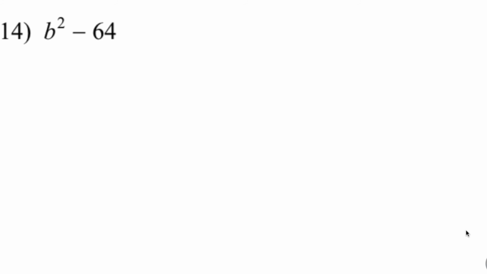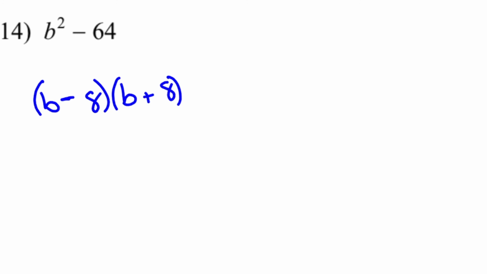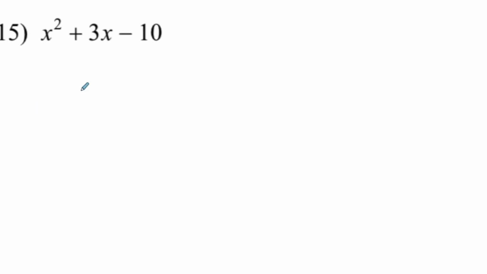b squared is a perfect square. That's b times b. 64 is a perfect square. That's 8 times 8. So our answer then will look like this. They both start with a b. They both end with an 8. One's a positive and one's a negative, and it does not matter what order you have the positive and negative. Okay, all of your GCFs, all of your difference of 2 squares are like that.